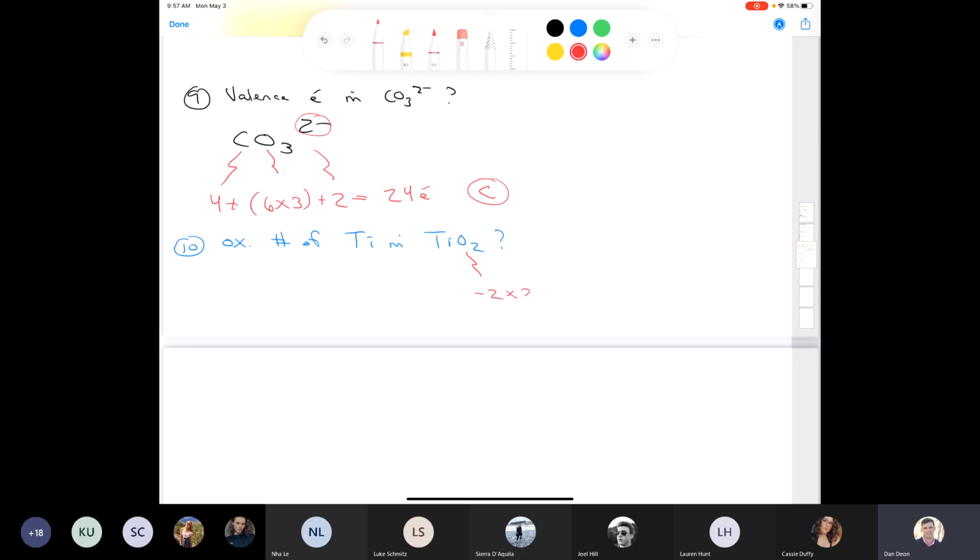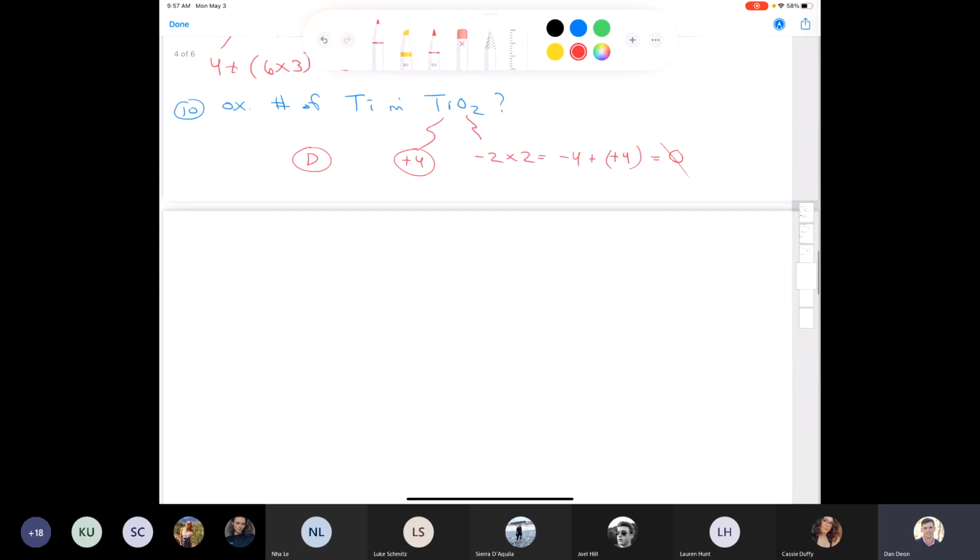But we've got 2 of these, so that means we have a -4 charge. So that means that our titanium, if this has a 0 charge overall, -4 plus +4 equals 0. And so the oxidation number of my titanium is +4, which is D, right? That's something that everybody should be able to do, is calculate an oxidation number. All right, let's move on to a question that deals with balancing reactions.